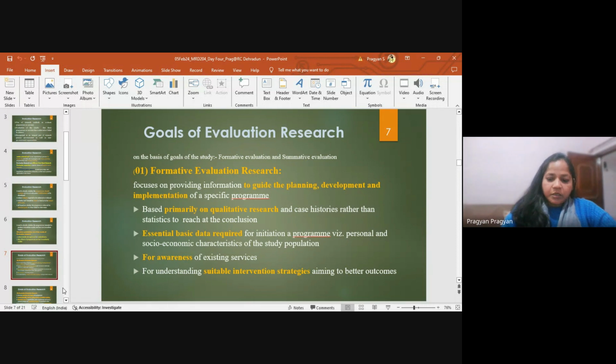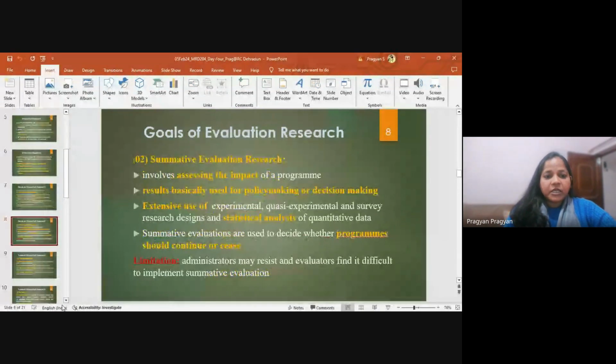Now, let's talk about the other type, that is the summative evaluation research. Summative evaluation research, as the name suggests, is related to evaluating the impact or the outcome of a particular program. So, both have different focus.